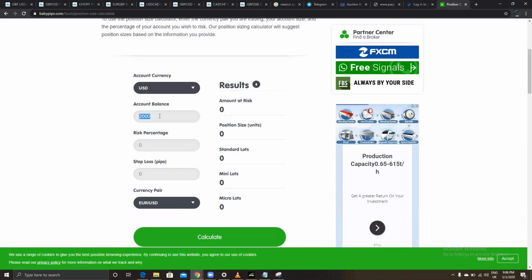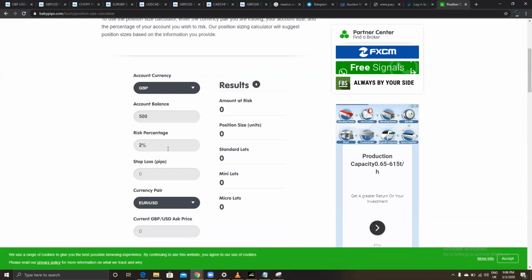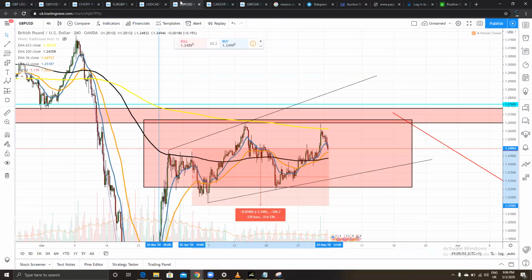Let's look at someone with a small account of $500. Okay, the risk percentage is not supposed to be more than 2% on that one single position. I'm looking at 342 pips or 350 pips. Okay, and the currency that I'm looking at is pound dollar. All right, current price of pound dollar, 124.95.